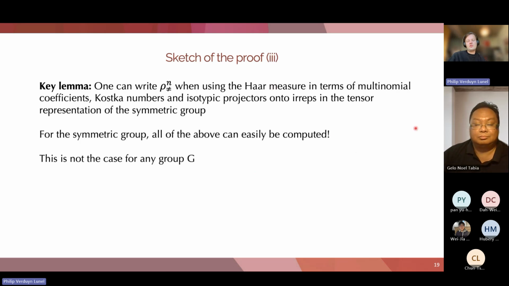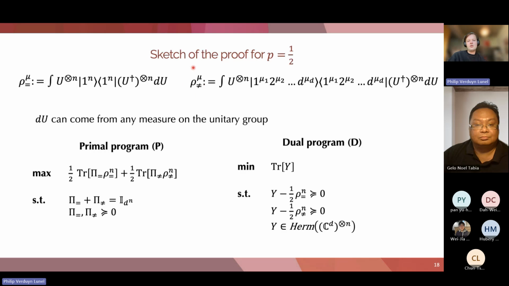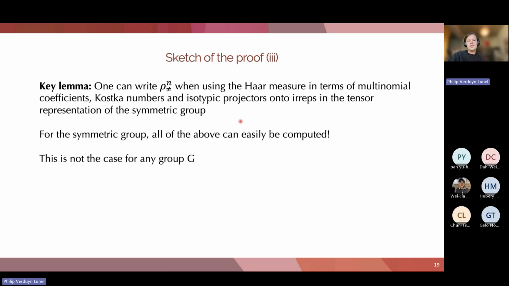What is crucial to this proof, but I'm not going to go into it today, is that you can write an equal state using representation theory with something called Kostka numbers. For the symmetric group, you need to compute certain representation theory quantities that you can actually compute easily. But when you optimize over different groups, for example the cyclic group, you can also compute it, but over some other group, it's not immediately clear how to compute these numbers.